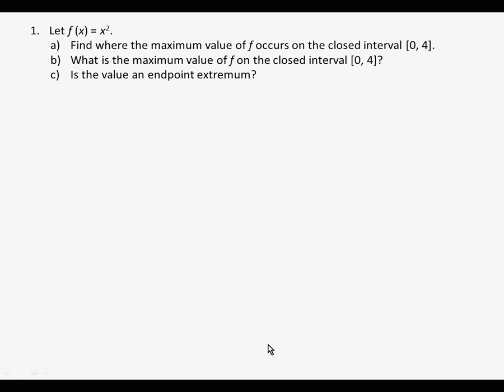So some examples. I'm going to pick on y equals x squared. It says let f of x equal x squared. Part A says find where the maximum value of f occurs on the closed interval from 0 to 4. Part B, what is the maximum value of f on the closed interval from 0 to 4? And question C is the value in endpoint extremum.